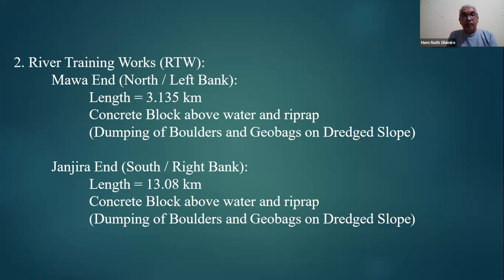Along with the main bridge project, obviously there should be river training works also. At the Mawa end, the length was 3.135 kilometers: concrete block above the water, riprap, and boulders and geobags were dropped below on the slope to make it stable. On the Janjira side, the length was more, 14.08 kilometers. Same configuration: concrete block above water, riprap, and dumping of boulders and geobags on the dredged slope.